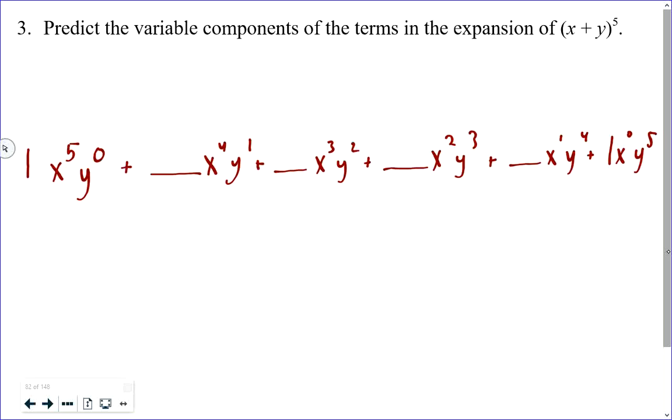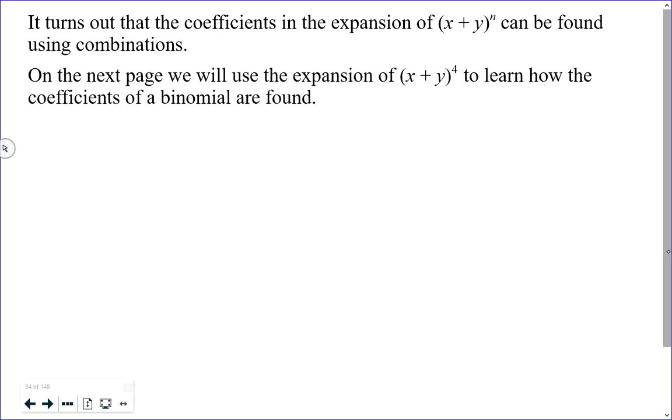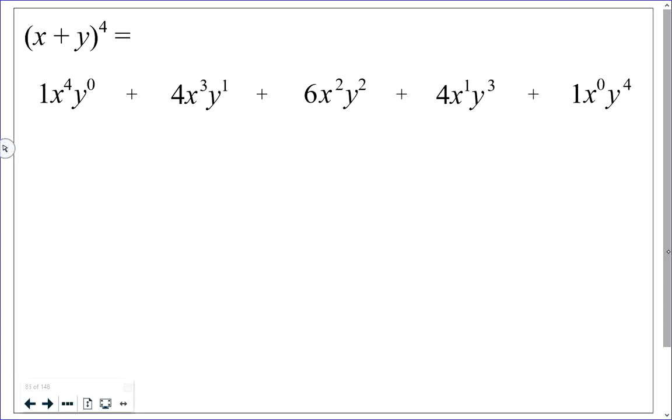This is just giving you practice with looking at the exponents and finding out the variable parts of the terms. So how do we find the coefficients? This is the only reason I believe why we put this in this unit. The coefficients are combinations, it turns out. They can be found using combinations. And on the next page, I'm going to walk you through x plus y to the 4 and what everything is.